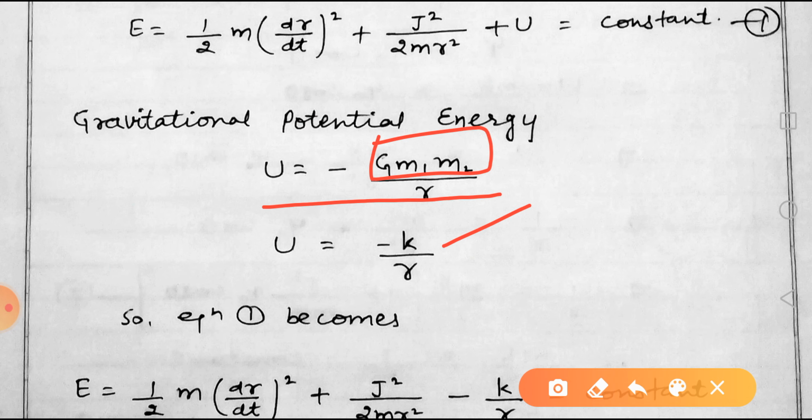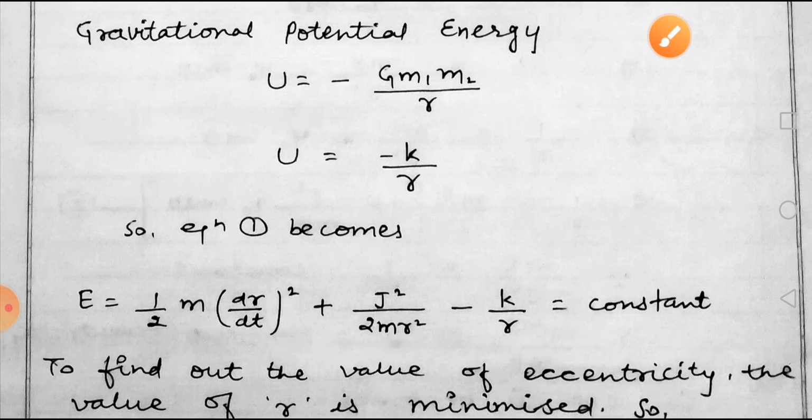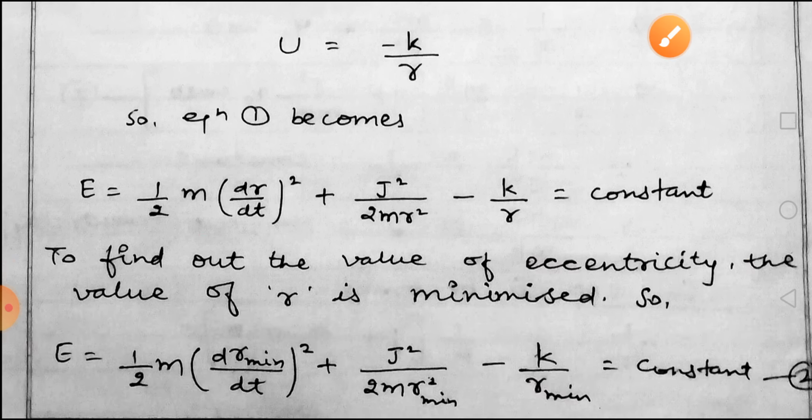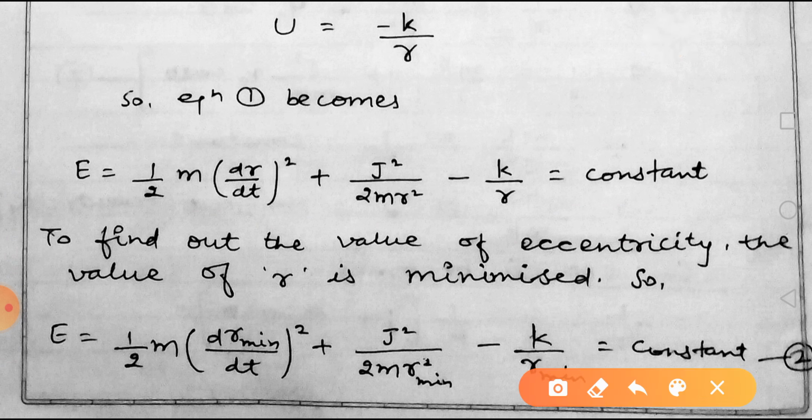So in equation 1 we put u is equal to minus k upon r. So equation 1 is E is equal to half of m (dr upon dt) square plus j square upon 2m r square minus k upon r is equal to constant. Now to find out the value of eccentricity, we take r as minimum, so r goes to r minimum, and r minimum is constant.